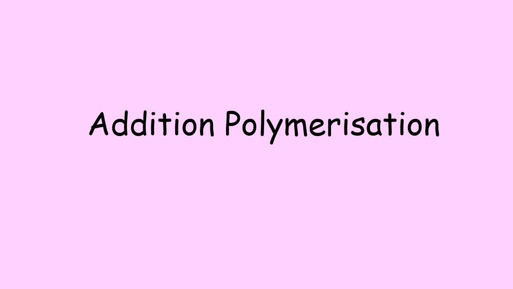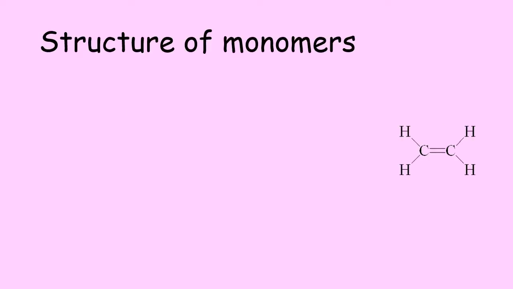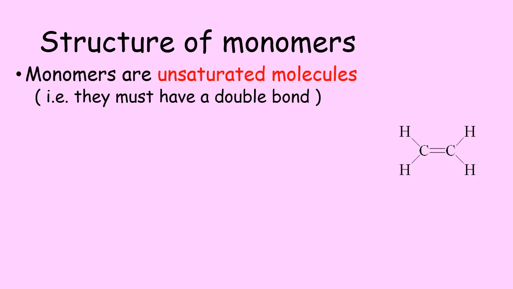So the type of polymerization that we cover in National 5 is known as addition polymerization. And that word addition, when it comes to reactions, usually means that you're starting with an alkene, and that is exactly what we have in addition polymerization. So the monomers from an addition polymerization reaction all are alkenes. They all have a carbon-to-carbon double bond in them. Remember, that means it is unsaturated. So monomers are always unsaturated.